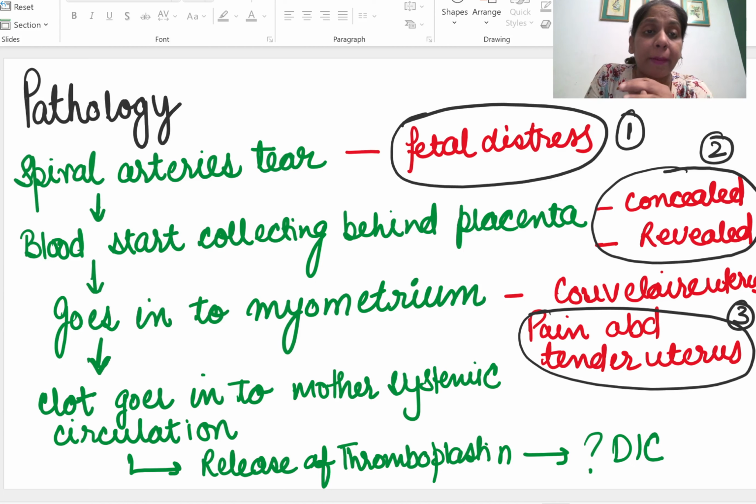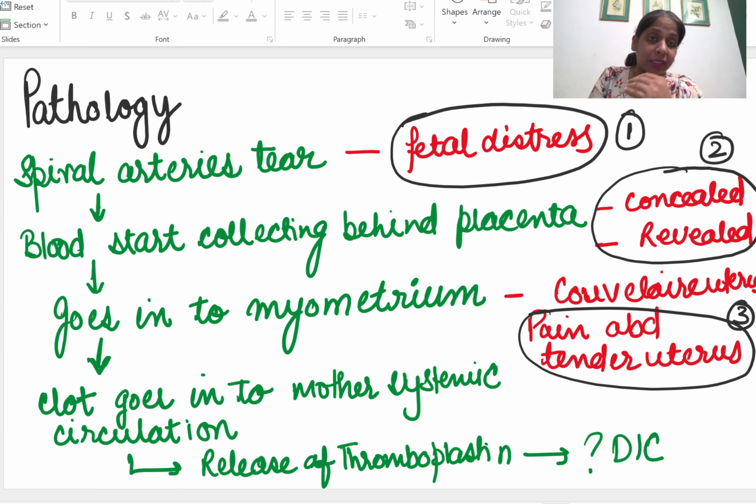And when it is a concealed abruption, you tell me, what will happen to the BP? Though bleeding is not coming out, of course the blood pressure will fall. Hypotension will occur. The bleeding from this torn spiral artery is not going to stop; it will increase and increase. Now this blood which starts collecting behind the placenta, just behind the placenta, here is the endometrium, here is the myometrium. This blood enters from the endometrium and goes into the myometrium.